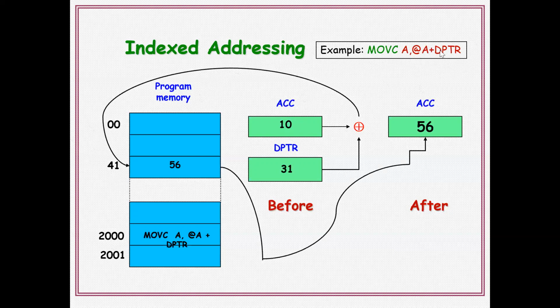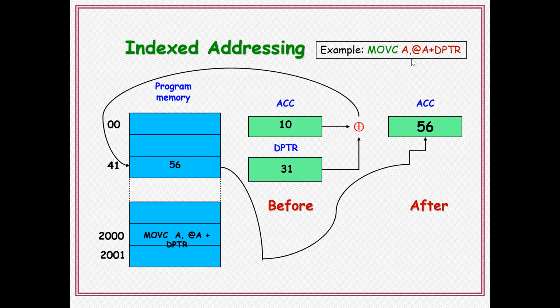Before execution of this instruction, the accumulator contains the value 10 and DPTR contains the value 31. In the previous case, we were not representing this C. Here we are representing C. If C is present, that indicates that it is code memory. Here, A plus DPTR: A is 10 plus DPTR. What is the value of DPTR? 31. 10 plus 31 is 41.